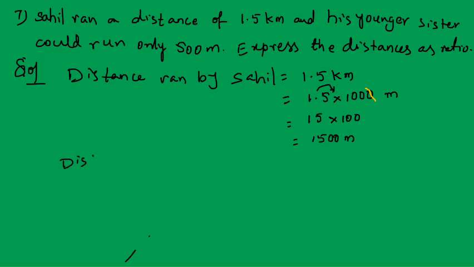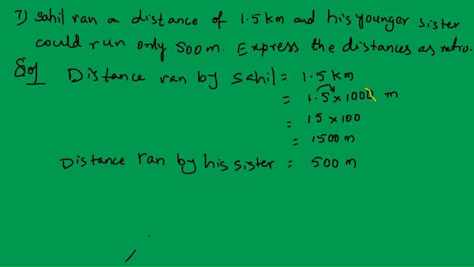Whereas the distance ran by his sister, younger sister, elder sister, mother, these are not necessary for us. We are comparing two: one is Sahil, the other is his sister. 500 meters. Now express the distances as ratio. Here the order of the ratio is not given. Which one is to be taken first is not mentioned. So that is up to us, based on our statement.